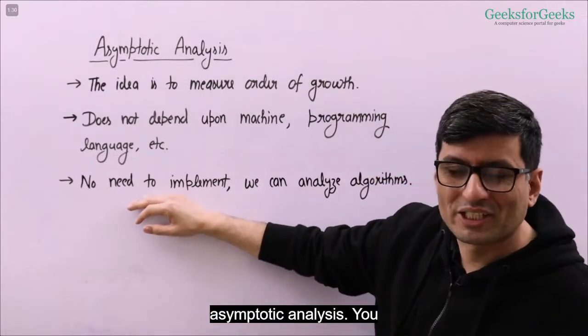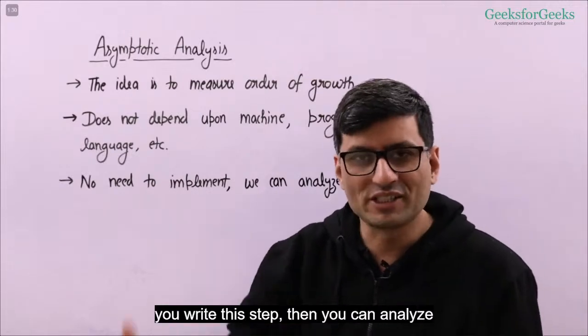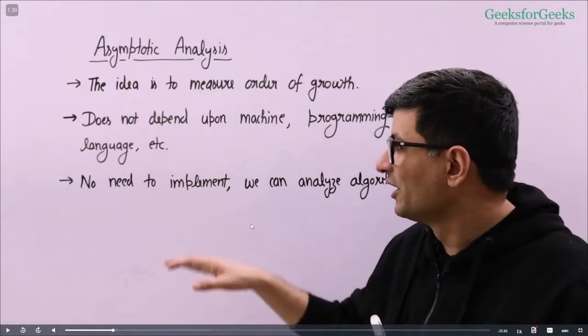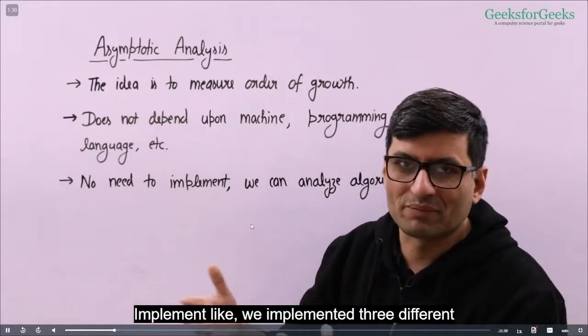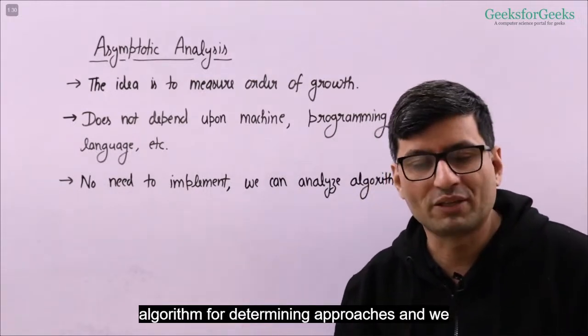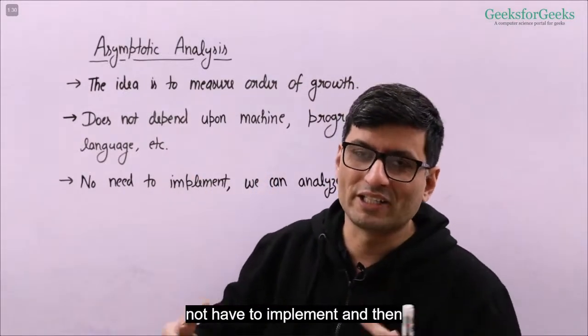One more thing about asymptotic analysis, you don't have to implement the algorithms. You have an idea, you write the steps, then you can analyze it. Is it worth implementing it? You don't have to implement, like we implemented 3 different approaches. We could just write the idea of 3 different approaches or write the algorithms for 3 different approaches, and we could analyze them using asymptotic analysis. We do not have to implement and then measure the time.